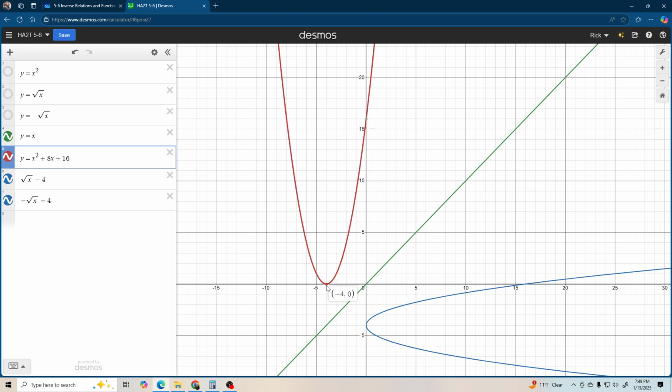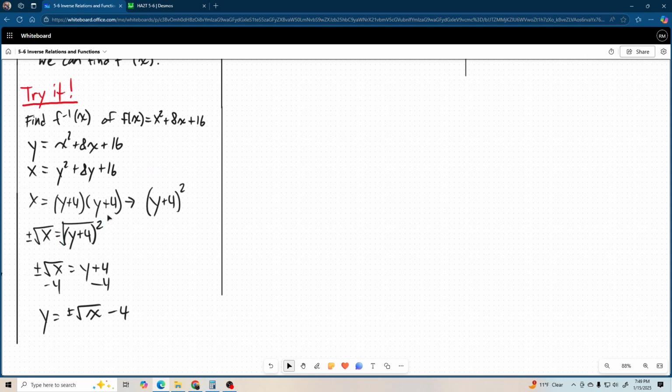So remember that when you're restricting the domain, the easiest way to do it is to graph and look at it. But remember back here, this is vertex form, right? When you have x equals y plus 4 squared, essentially you know that this plus 4 means it's moving it to the left. So that's why that makes sense. We're going to have to start at negative 4 and go from there.